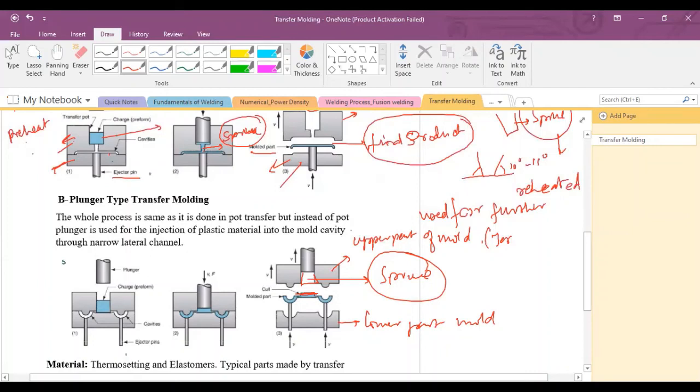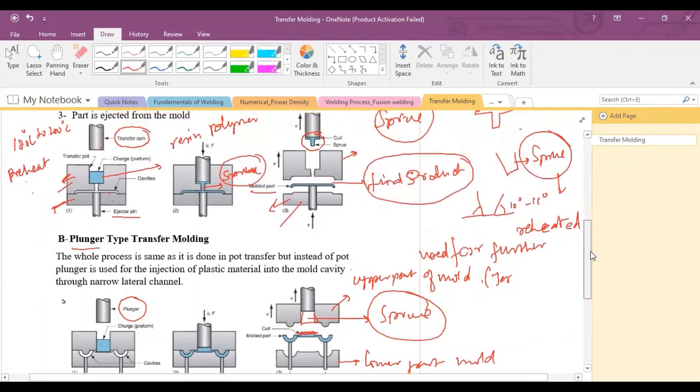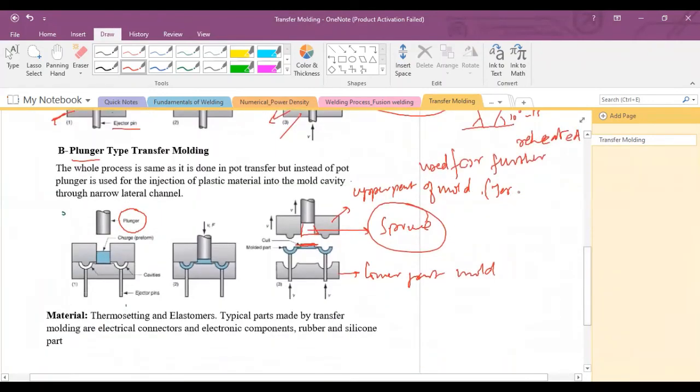But in plunger type, the only difference is that the plunger is used to apply the force, and the channel. There are two differences as compared to the transfer pot molding. Sometimes in plunger type molding, this upper part is also called a transfer pot.